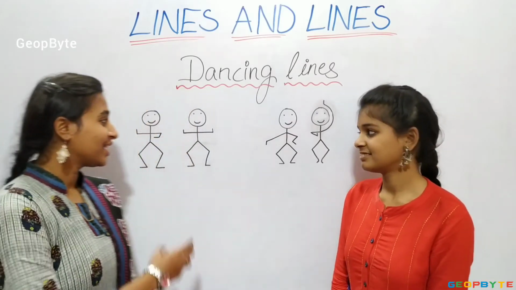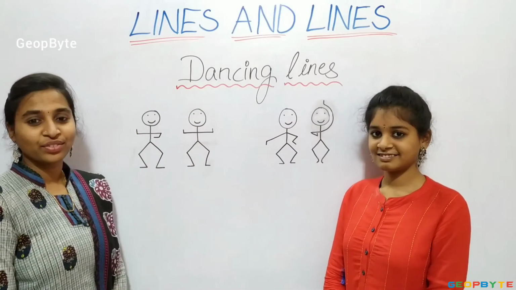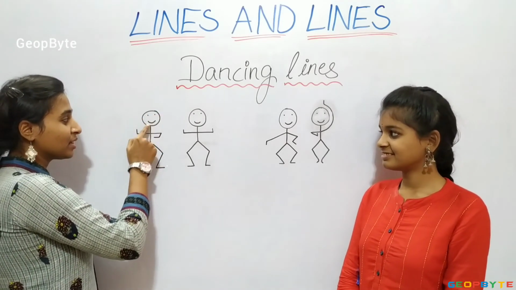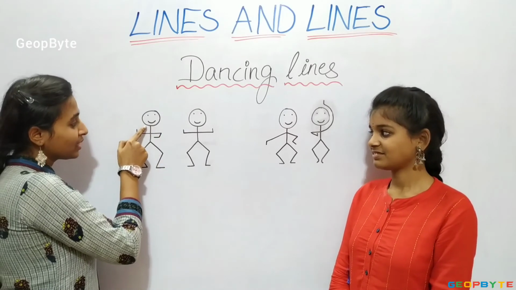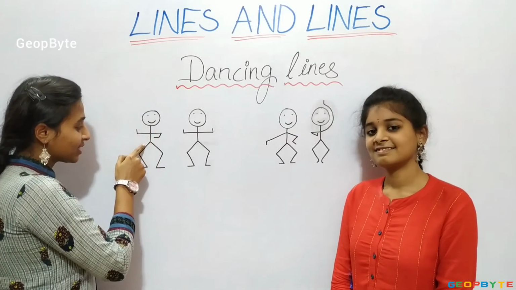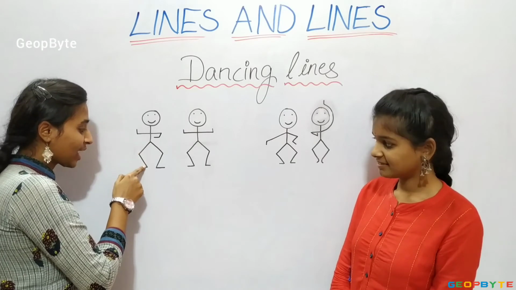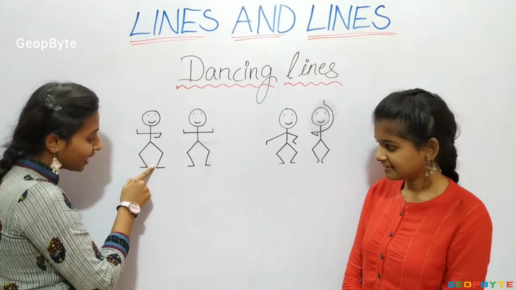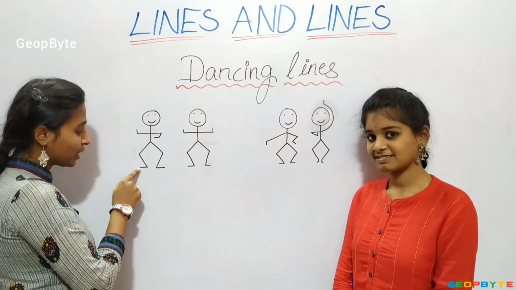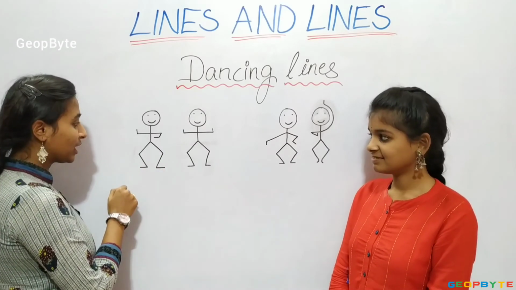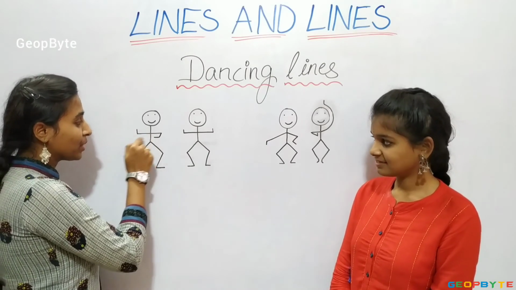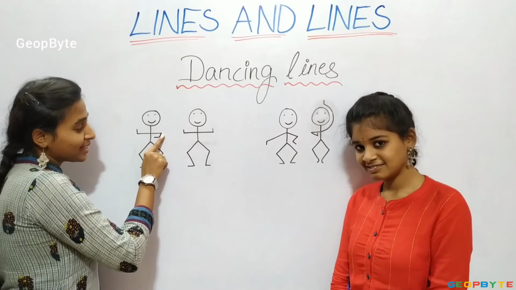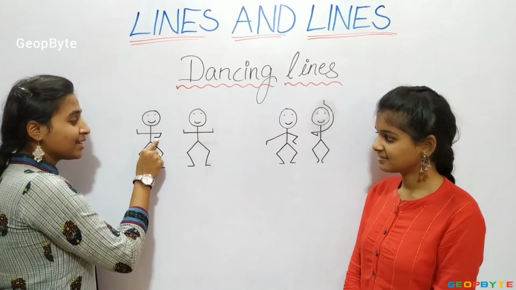Hey kids, here we have some pictures of dancing lines. A closed curve, small curve, standing line, slanting line, slanting line, slanting line, slanting line, sleeping line, sleeping line, sleeping line, standing line, slanting line, sleeping line.